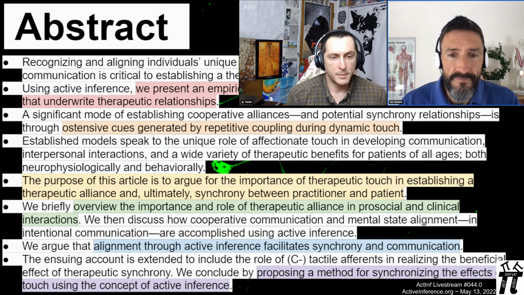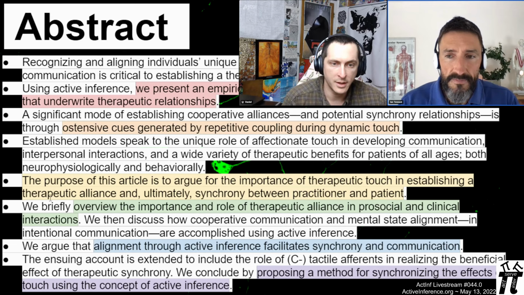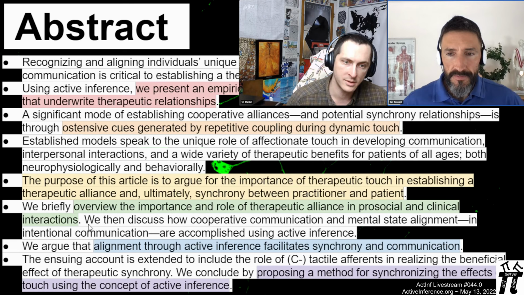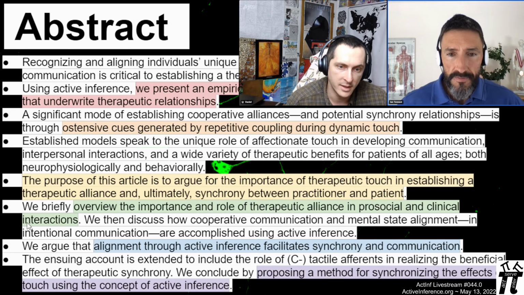The purpose of this article is to argue for the importance of therapeutic touch in establishing a therapeutic alliance and ultimately synchrony between practitioner and patient. We briefly discuss therapeutic alliance in pro-social and clinical interactions. We then discuss how cooperative communication and mental state alignment in intentional communication are accomplished using active inference.